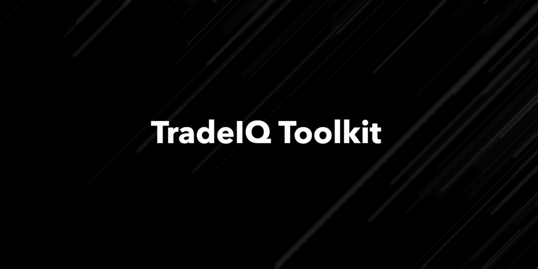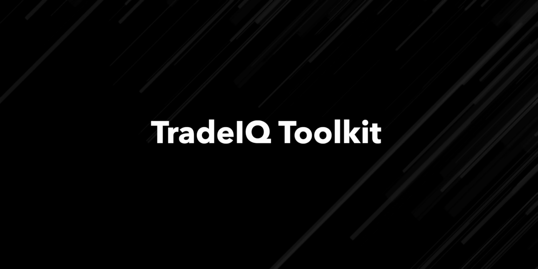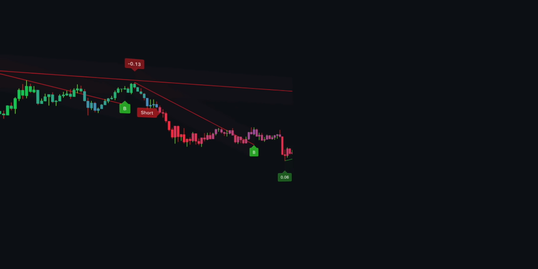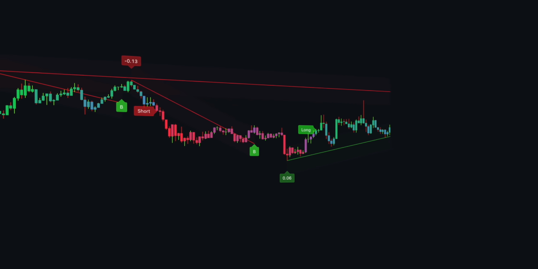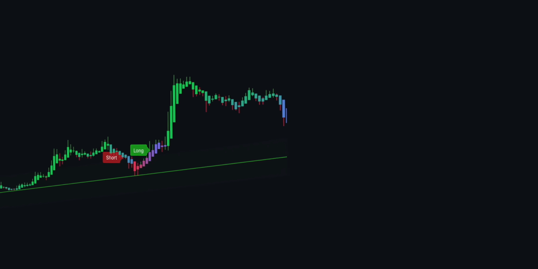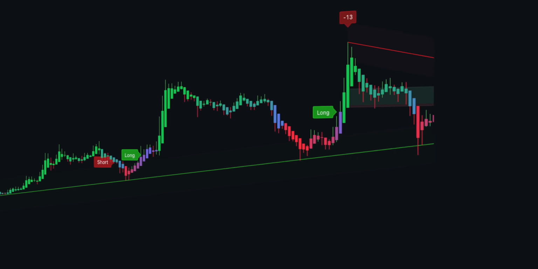Traders, if the next indicator doesn't blow your mind, I really don't know what will. This script is called the IQ Toolkit, and it's mega powerful. It has been developed by a team of highly skilled traders to give you the edge you're looking for. With this indicator, you can build any strategy that suits your trading style. It works in all time frames and markets.